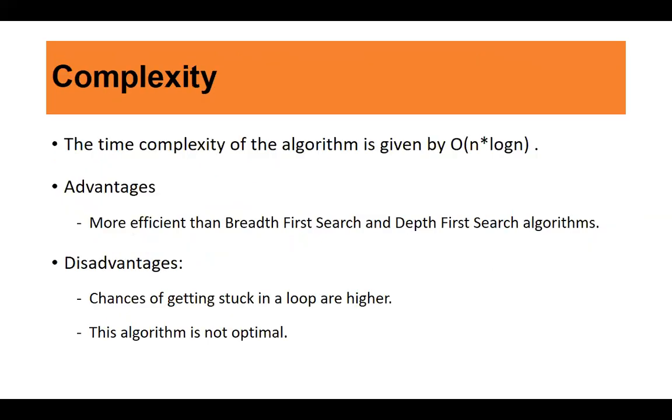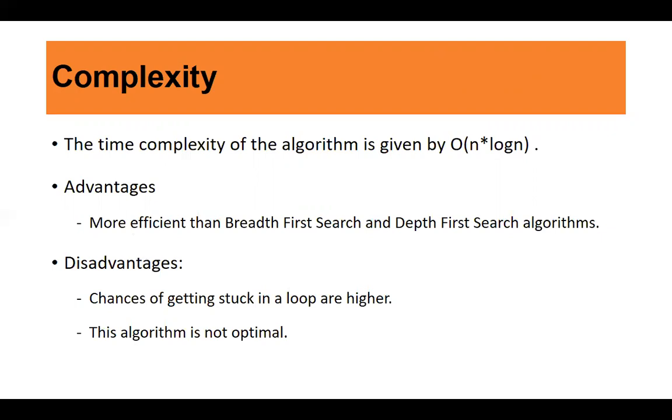Okay. Now what about the complexity? The time complexity of the algorithm is given by big O of n log n. Whereas in the case of breadth first search and depth first search, the complexity is b raised to d, that is, the number of branches raised to the depth of the tree. Fine. So that is exponential, but here you get the complexity in polynomial, provided you are having the best case and the average case. Right? How is the complexity less here?